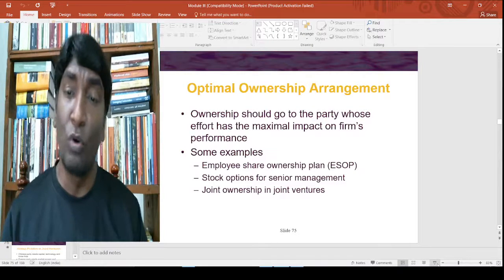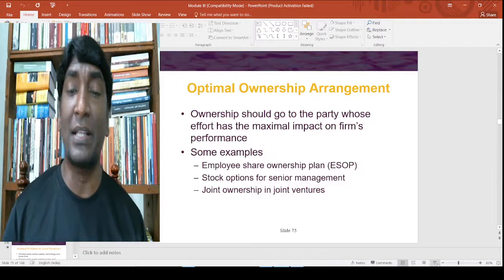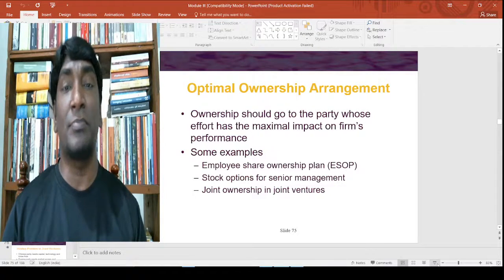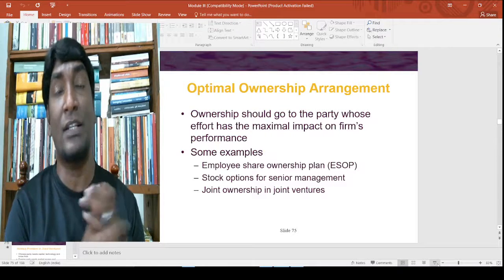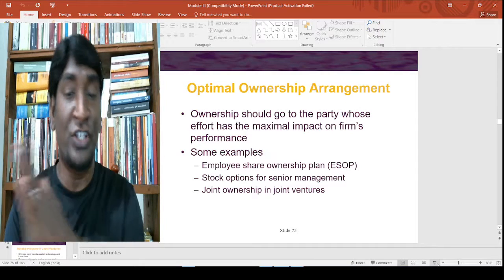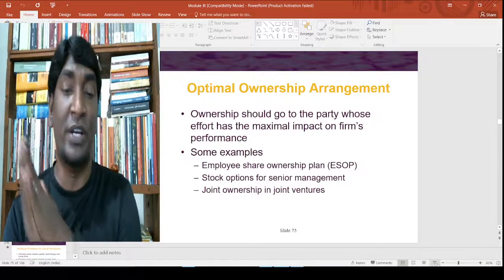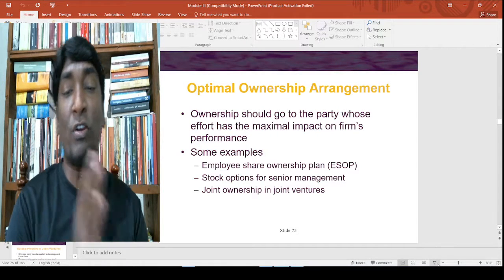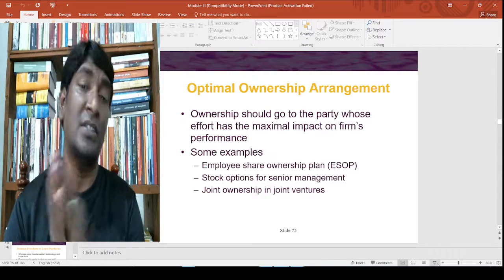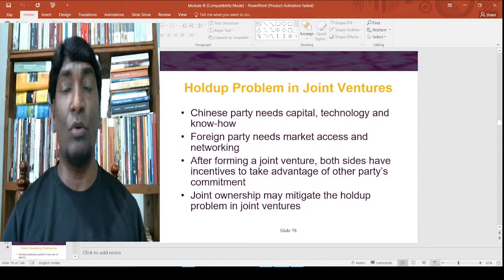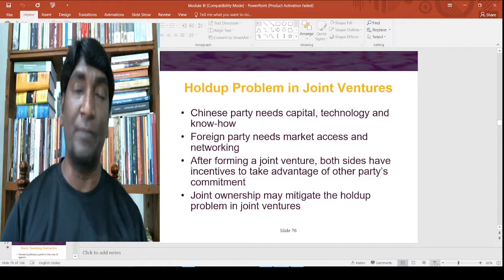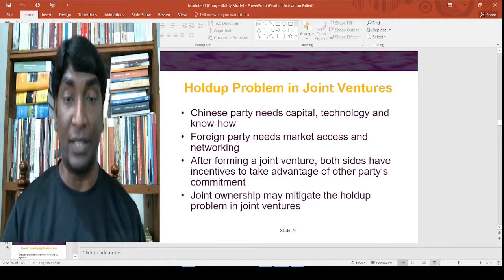Ownership should go to the party whose effort has maximal impact on the firm's performance. Some examples are the employee share ownership plan, that is ESOP, and stock options for senior management, and joint ownership in joint ventures, which are normally treated as possible examples to overcome the problem of hold-up in that sense.